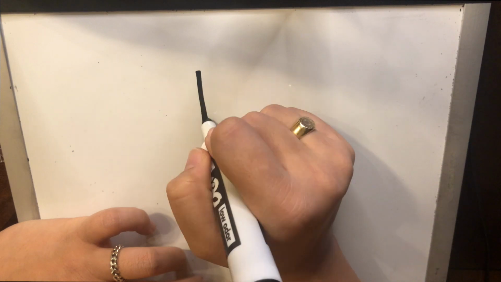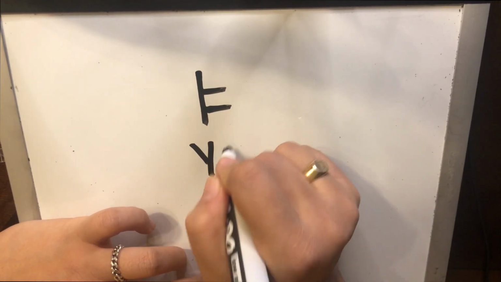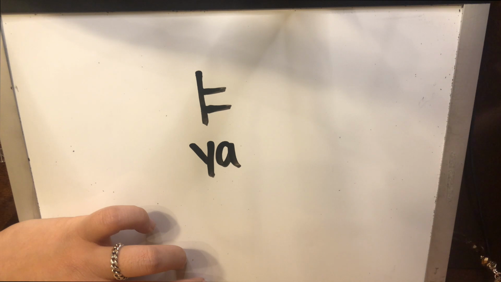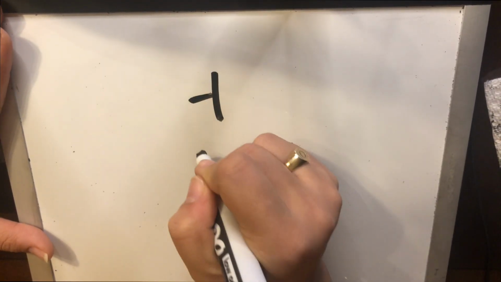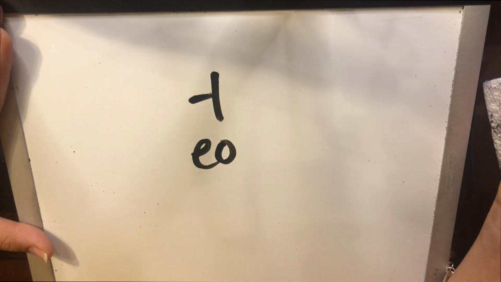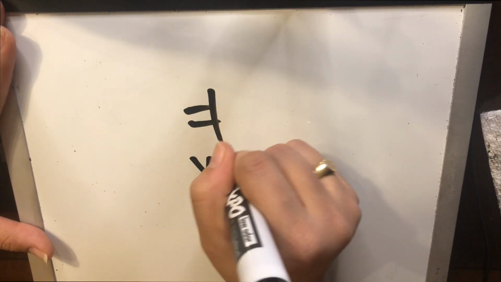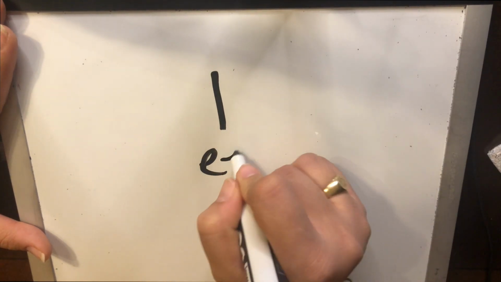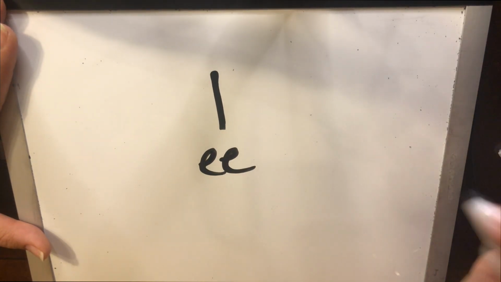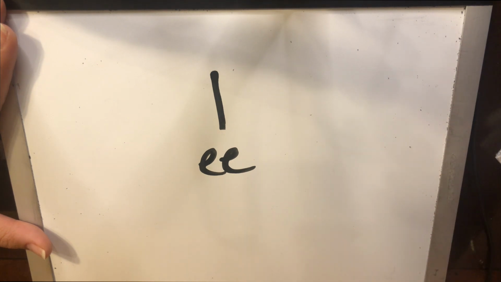So that was ah. This is ya. Pretty simple. And then when we put double lines, it is yo. Yo. This is really simple. This is eo. Looks like an I, but it's an E. Eo.